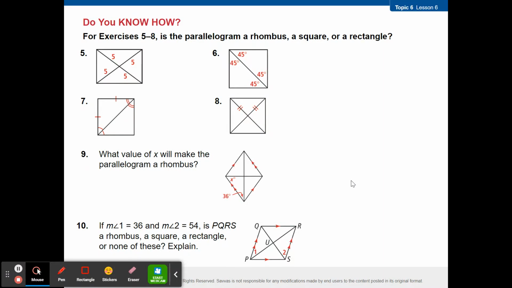Wait. Because these are diagonal. When they're diagonal, it's always a rectangle, unless it's not. That's what she said. Well, yeah, I know. And it's obviously not that. It could be a square, rectangle, or rhombus.